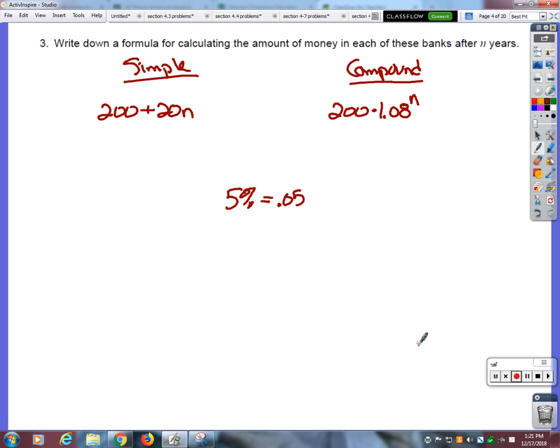No, 8% is 0.08. The reason why the 1 is there is because you have to multiply the original money also. So the 0.08 is the interest that you get, and the 1 is the money that you invested to start with. Yeah, pretty much.